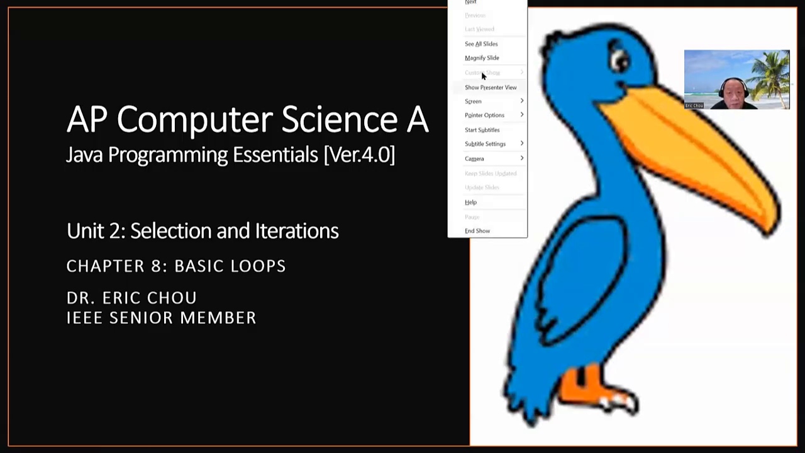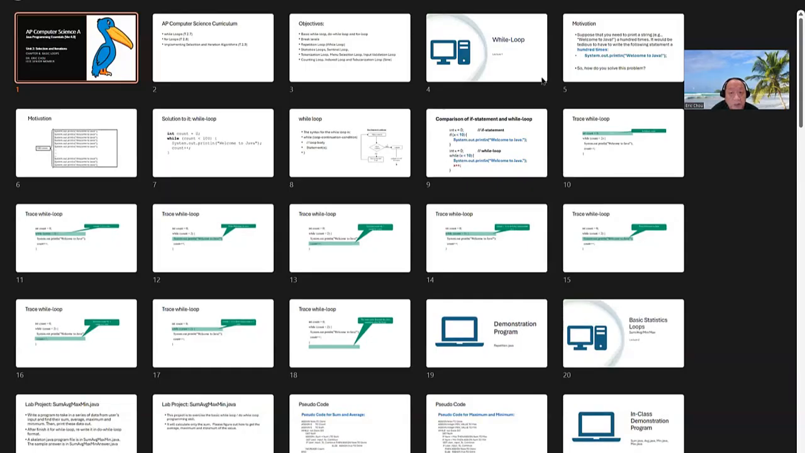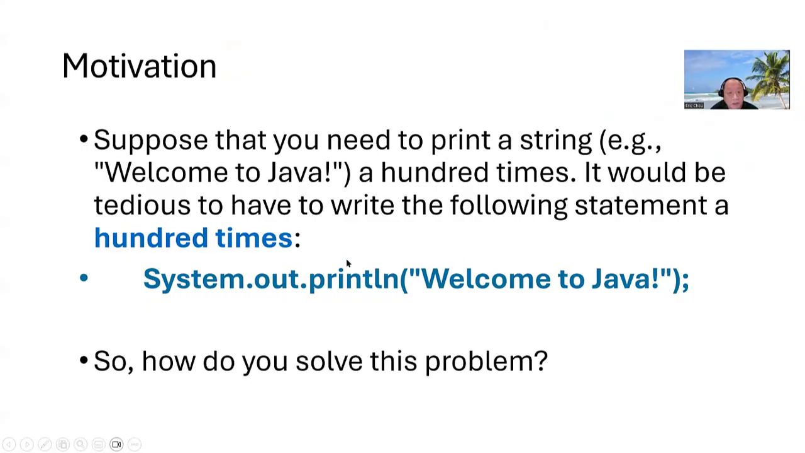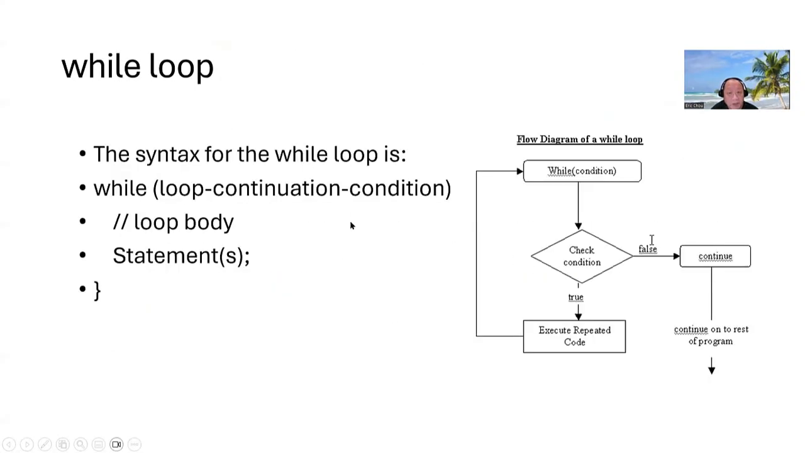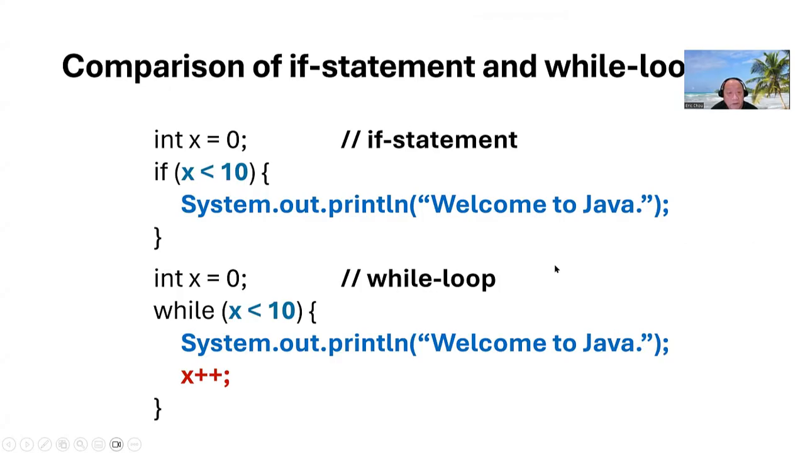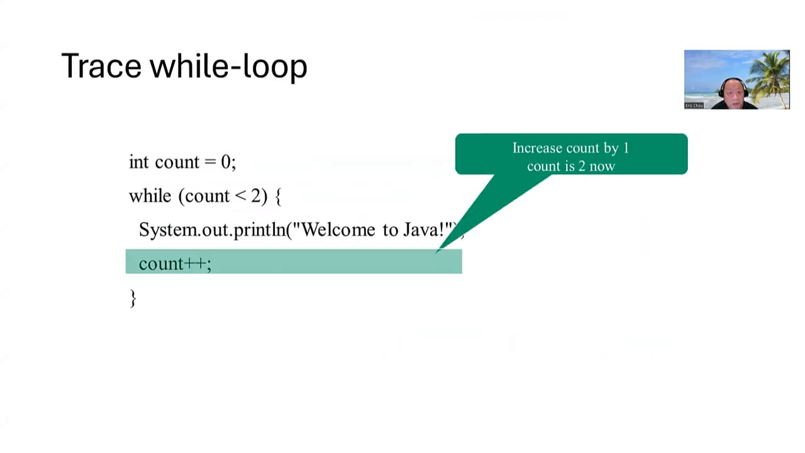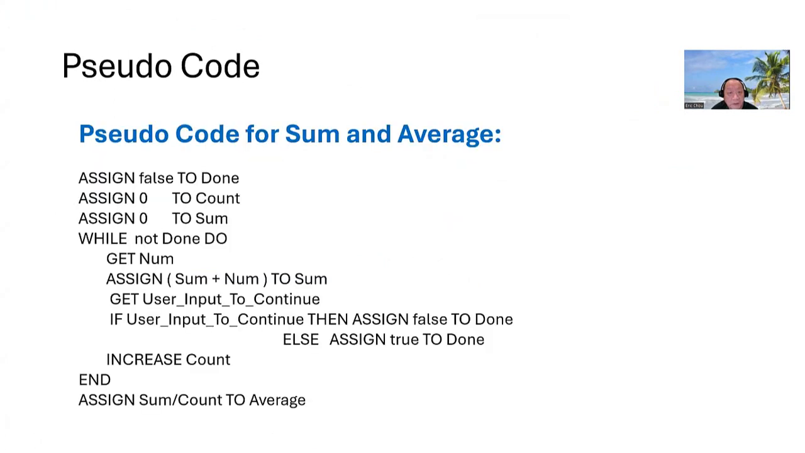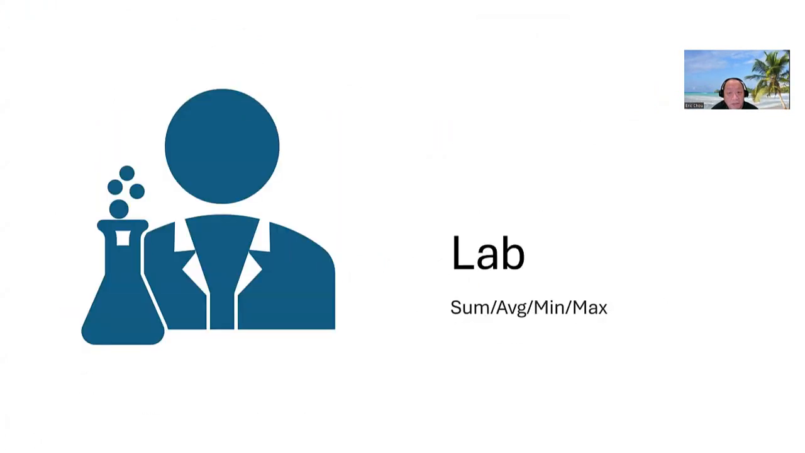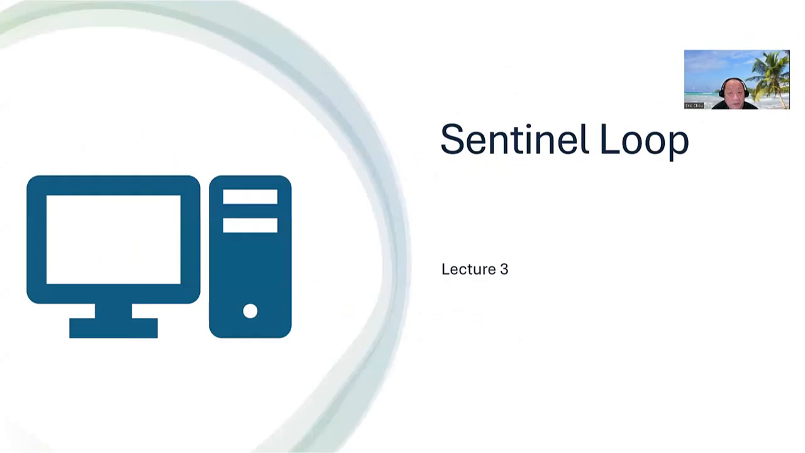So the while loop's basic motivation is you repeat something, and then you can count how many times. So you have the counter. You may have a counter loop, and then keep counting. That's one way you do it. So this one can teach you how to do it. We'll do this sum and average later.